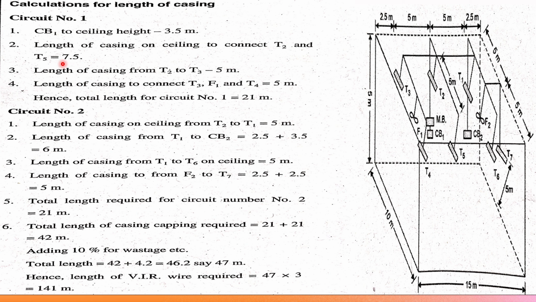Length of casing from T2 to T3 is 5 meters. Length of casing to connect T3, F1 and T4 is 5 meters. And now adding all these distances, we get circuit number 1 total length as 21 meters.